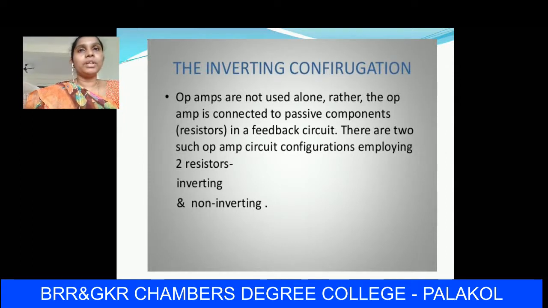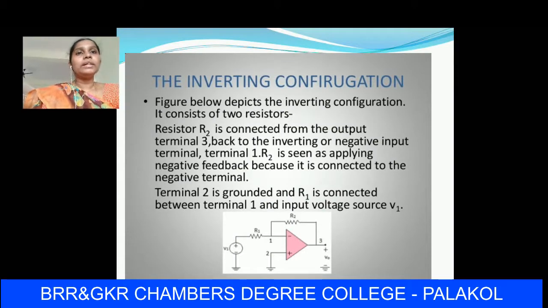That means when we are taking a feedback component, that component is connected to the op-amp as a feedback. There are two such op-amp circuits. Those feedback circuits are inverting amplifier as well as a non-inverting amplifier. So here the feedback element, passive element, is a resistor. Here we are using two resistors R1 and R2.